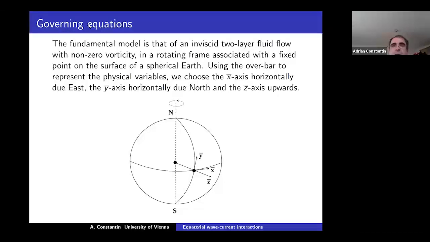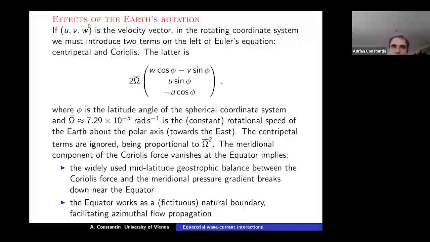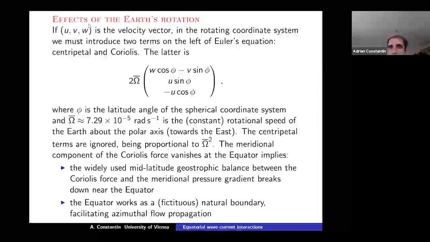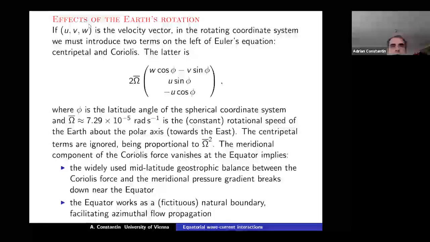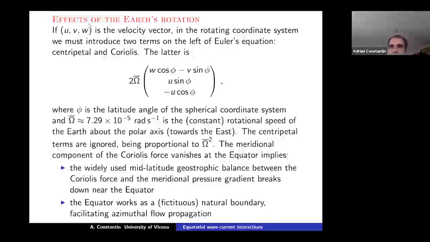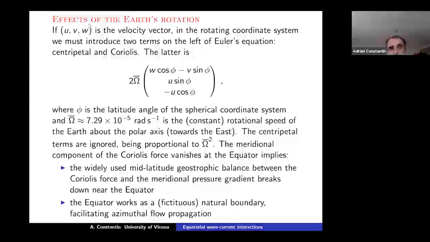And they are rotating. So because of the Earth's rotation, the forces that act other than gravity, there is the Coriolis force, because we want to use Newton's law. So this fictitious force comes up, and it has this expression, where phi is the latitude angle in the spherical coordinate system. Big omega is the rate of rotation of the Earth. And we ignore centripetal terms because they are much smaller.